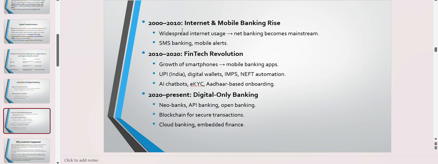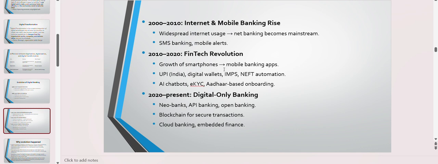After that, from 2000 to 2010, internet and mobile banking rose, with widespread use of the internet, net banking becoming mainstream, SMS banking and mobile alerts. What does SMS banking mean? Normally you get a message on your mobile phone for any deduction or addition, like credited and debited messages. Then 2010 to 2020 is the fintech revolution. That's why, because of that fintech revolution, in 2024 your college introduced a banking and fintech course and you are enrolled in it.